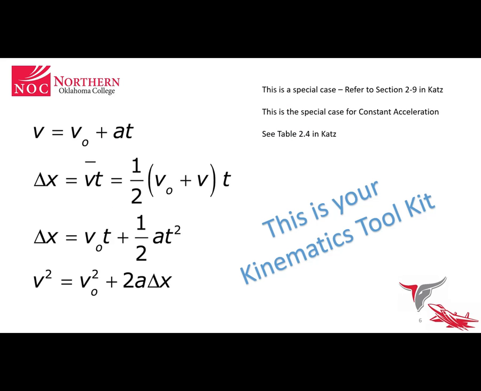Now, I want to refer you to section 2.9 in your book. This is our special case for constant acceleration. I want you to refer to table 2.4 in CATS because that's going to be your kinematics toolkit. You're going to use that kinematics toolkit. Section 2.9 will give you the references of how all of these equations came about. And that's one of the things I want you to think about, and I want you to do a reflection on how we get those equations.